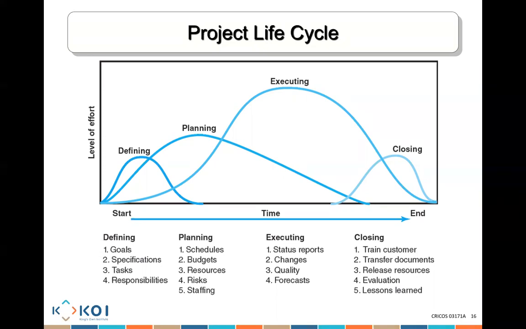In initiation, or definition, you need to understand the goals, the specifications we want to deliver, the main tasks we need to achieve, the responsibilities of various people, to name a few. When you talk about planning, you need to plan the schedule, the budget, the resources, the risks, the people that you need, and so on. When you talk about executing, it's about implementing that plan. Things might change. You need to monitor: am I delivering the right quality? You need to forecast what could change. You need to generate all of these reports about how we are actually progressing.